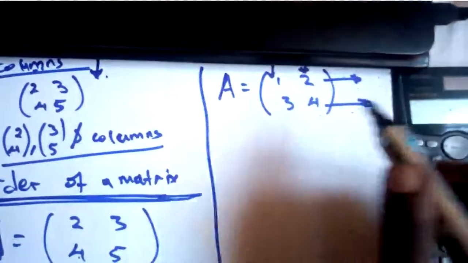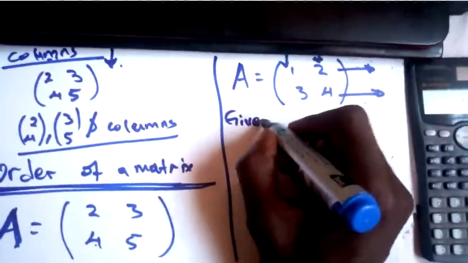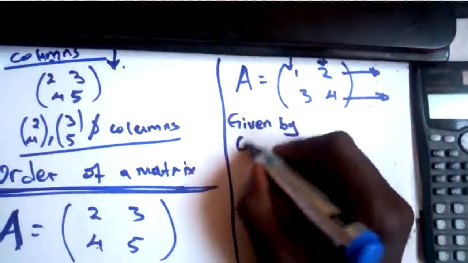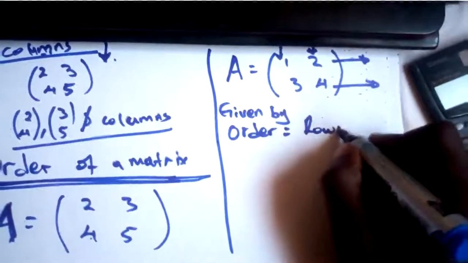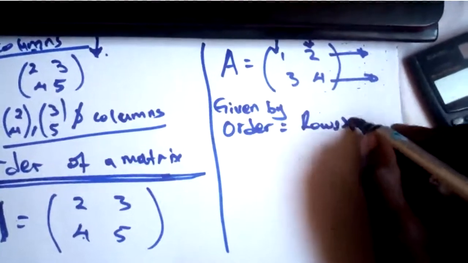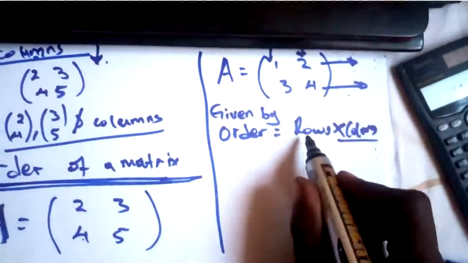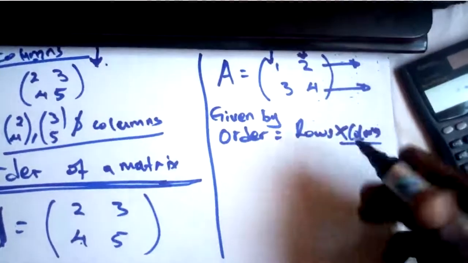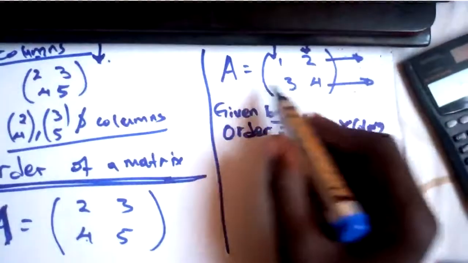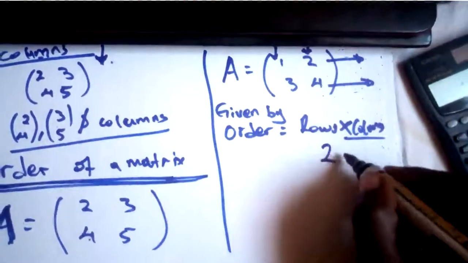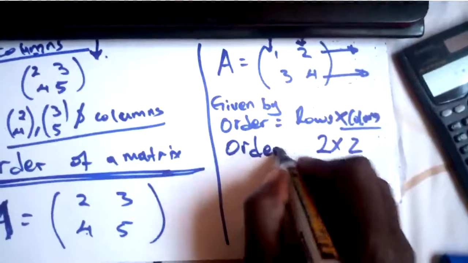So the number of rows and columns become the order of a matrix, and it is given by: order of a matrix is equal to rows by columns. Okay, so I just write rows by columns. For example, with that matrix above, how many rows do I have? 2. How many columns? 2. So this is the order of that matrix.